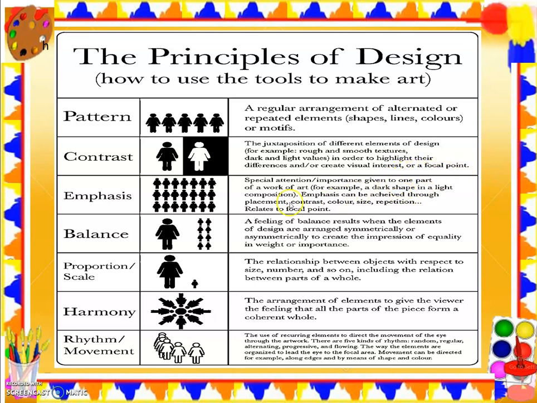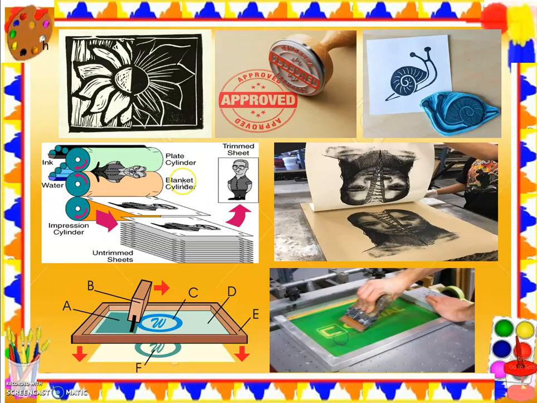And there is also an emphasis, which gives attention or importance to the image, and then the balance, of course. There is an equality. And then the proportion. Okay. And harmony, which is when the parts form a coherent whole. And then the rhythm, movement, which directs the movement of the eyes through the artwork, like this one.